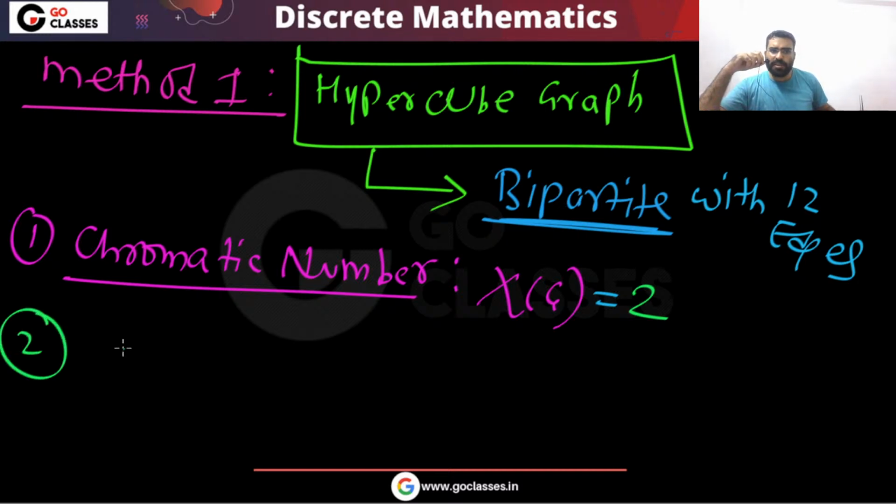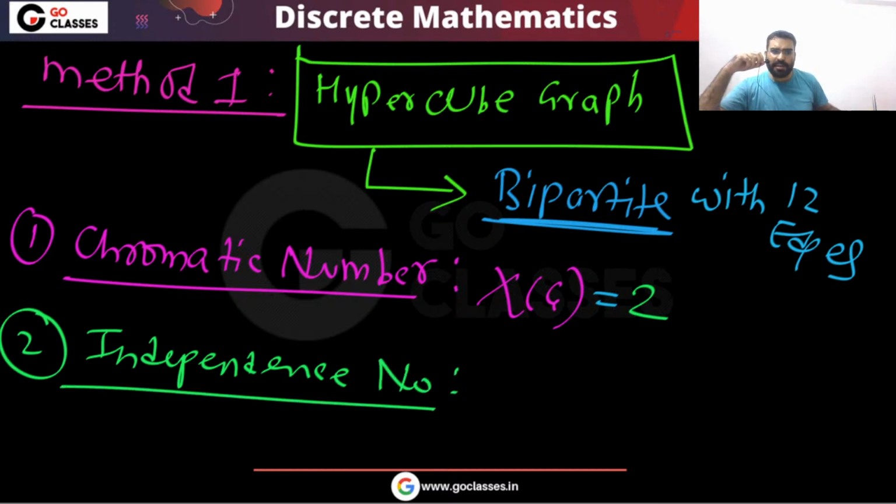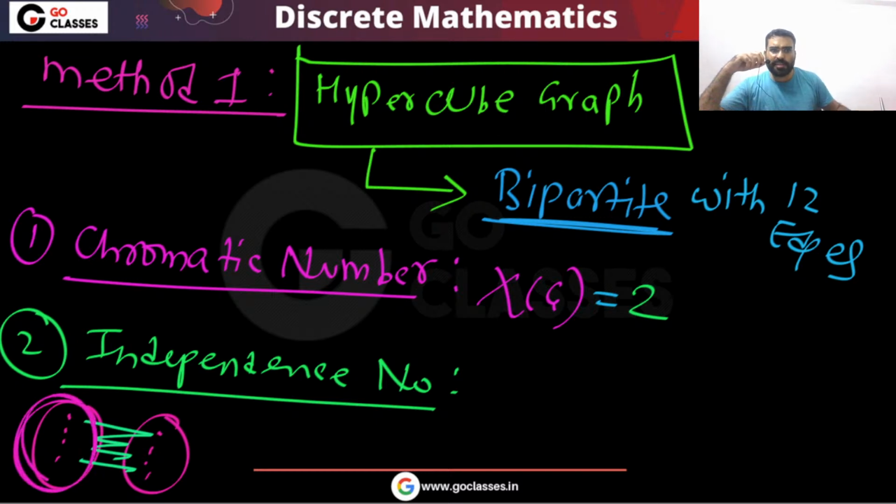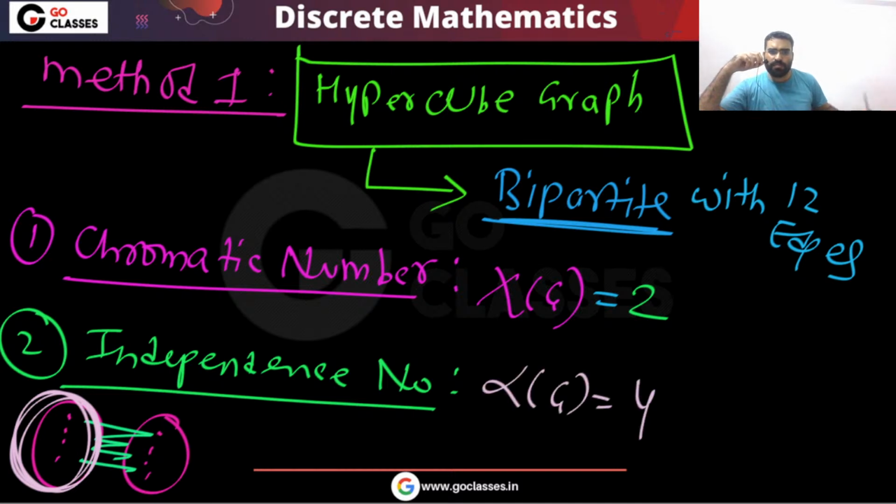Next, what will be the independence number? This is a bipartite graph. There are 4 vertices here, and 4 vertices here. So what is the independence number? You can notice this is an independent set. So the independence number alpha will be 4.